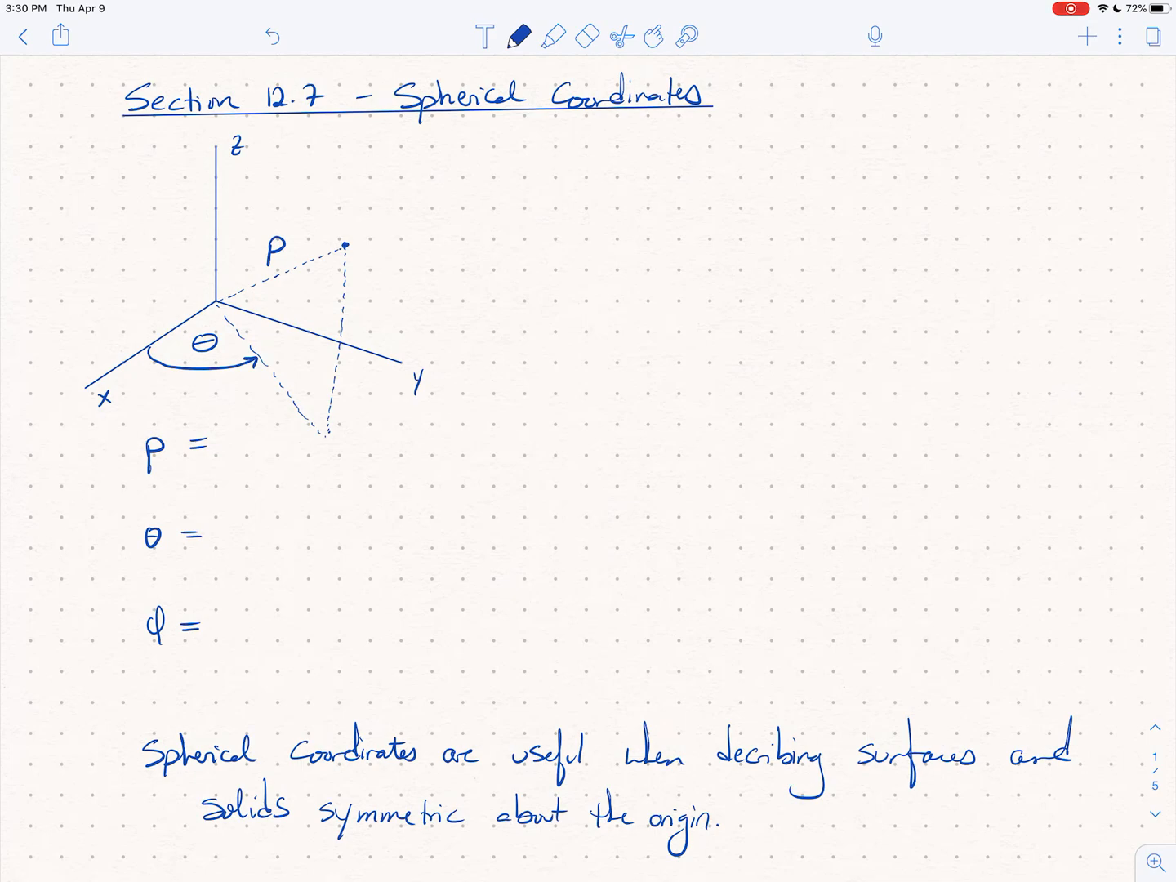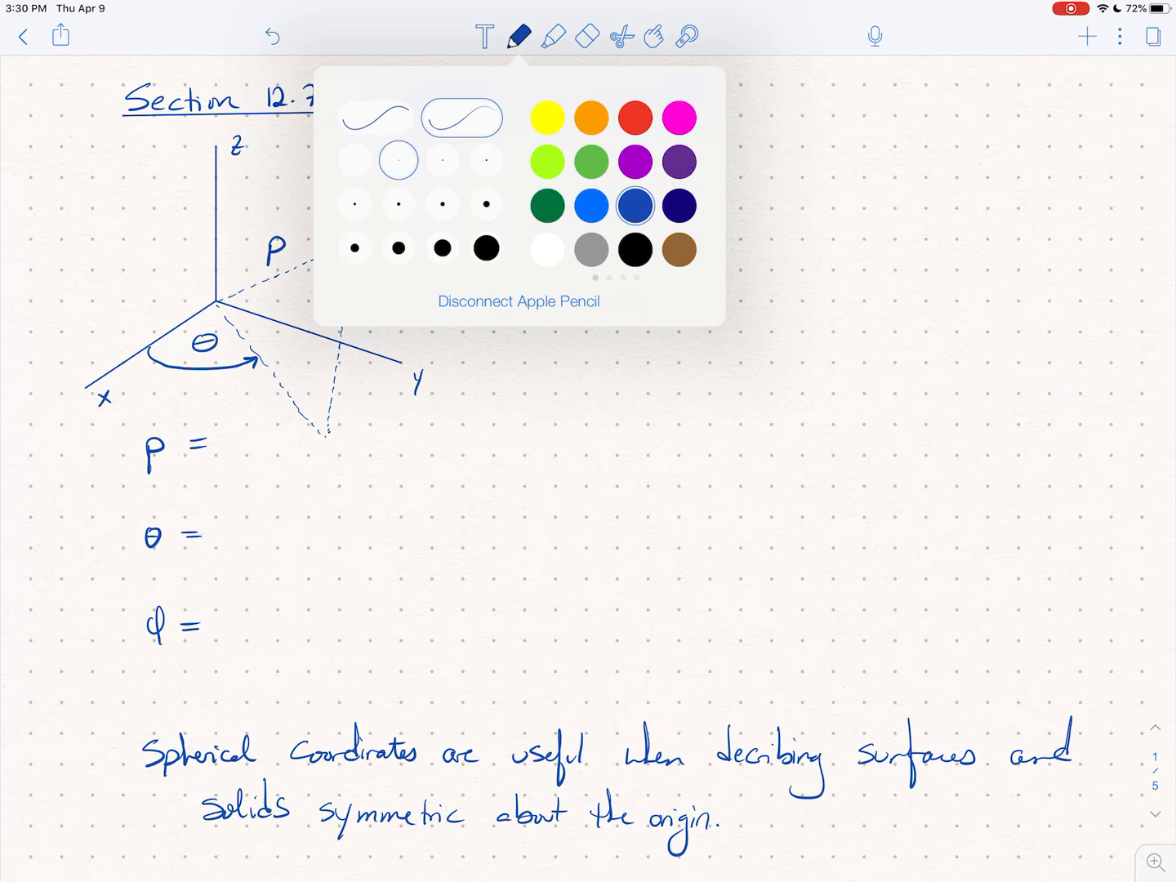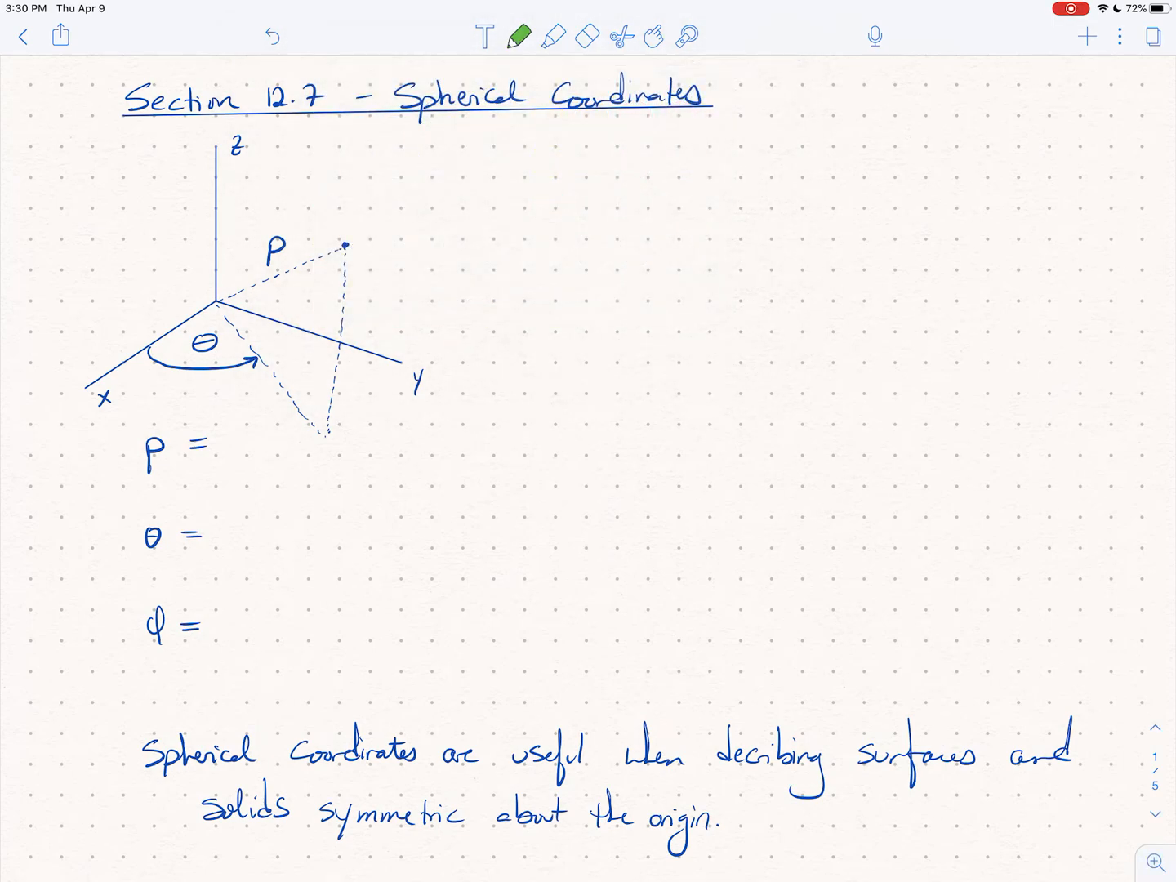And then that's not quite enough to capture this point because we also need the angle off of the positive z-axis. And so this angle coming down off the positive z-axis is angle phi. So in spherical coordinates, this point would be the point (rho, theta, phi). Rho goes first, then theta, then phi.